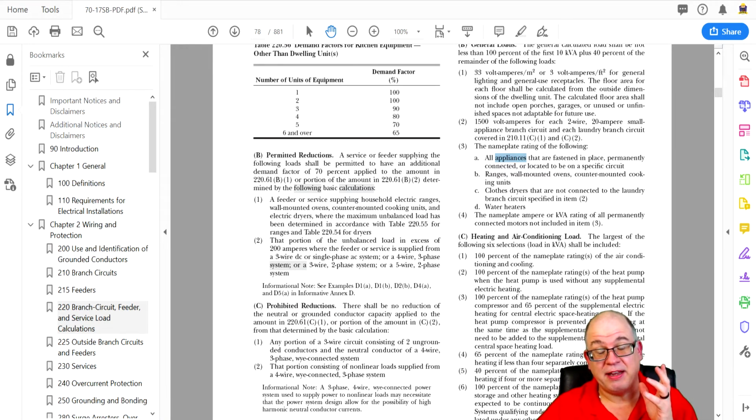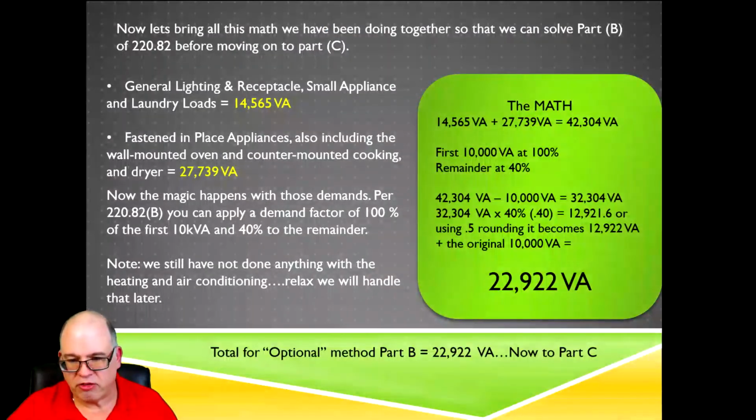I think I covered that. And again, at the webinar, I forgot to turn it off on this page. Once I got there, I kept going, and I apologize. All right, so back to the webinar. So that's 22,922. So write that down.